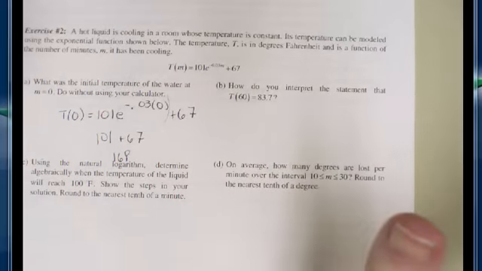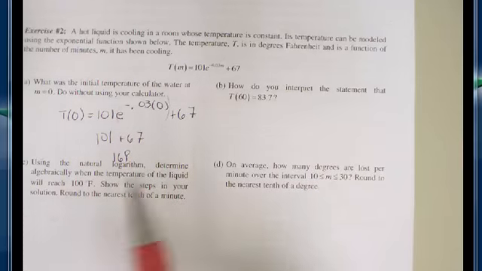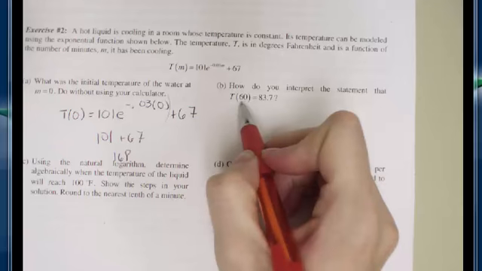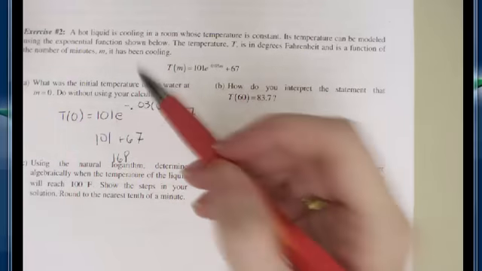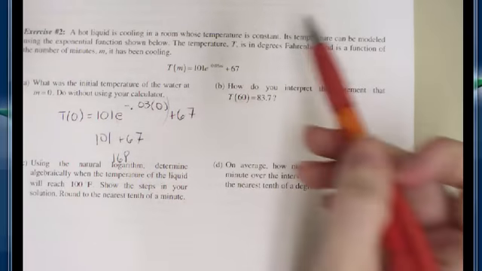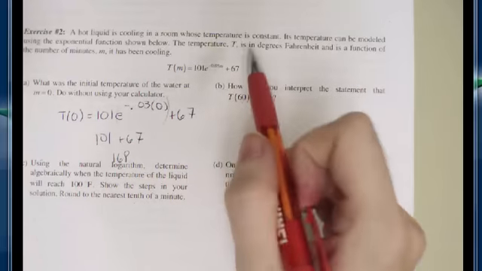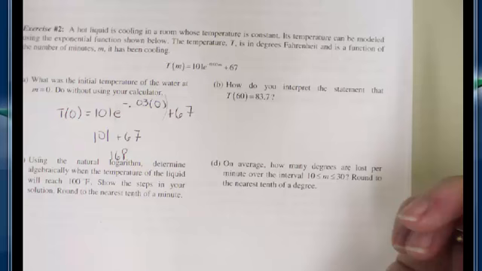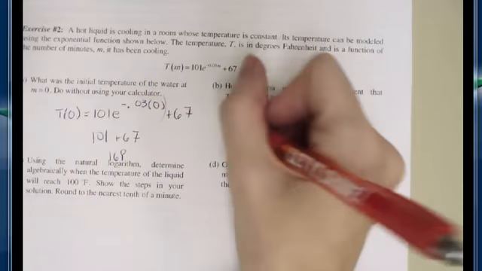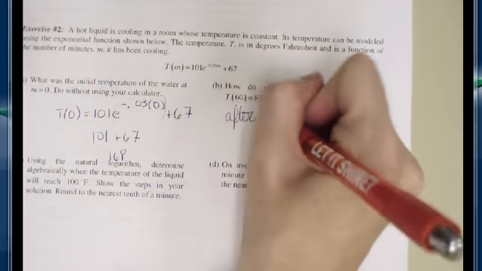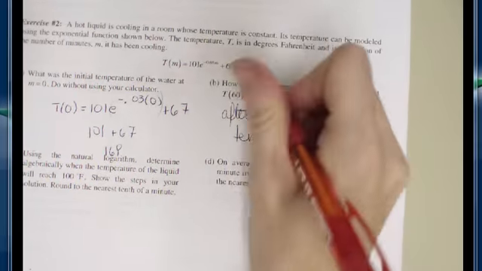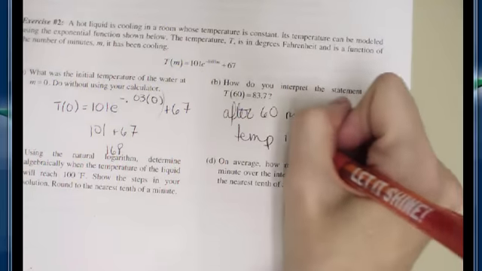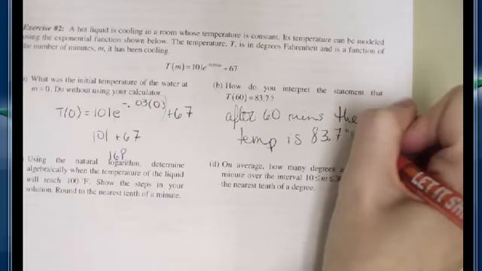Okay, next, interpret this. This is now you're saying, do you understand what this means? So the number inside here is the x value, or your t in this case. So it's saying 60. So that's time in, let's see, what are we in? Minutes? Minutes, there we go. So after 60 minutes, the temperature, and that's what the T of whatever is, the temperature is 83.7 degrees Fahrenheit.